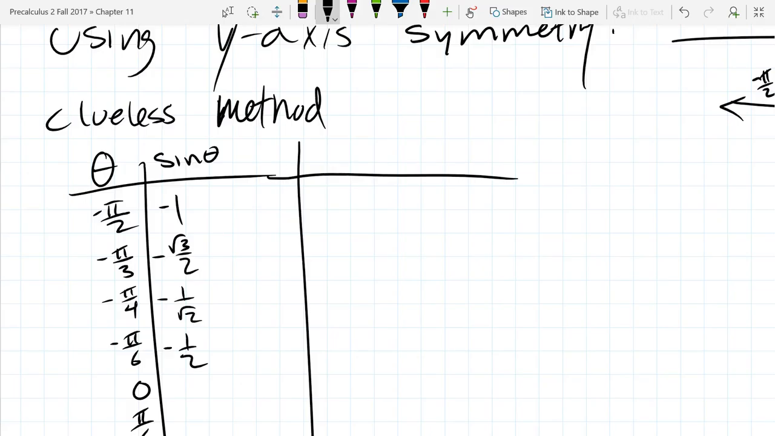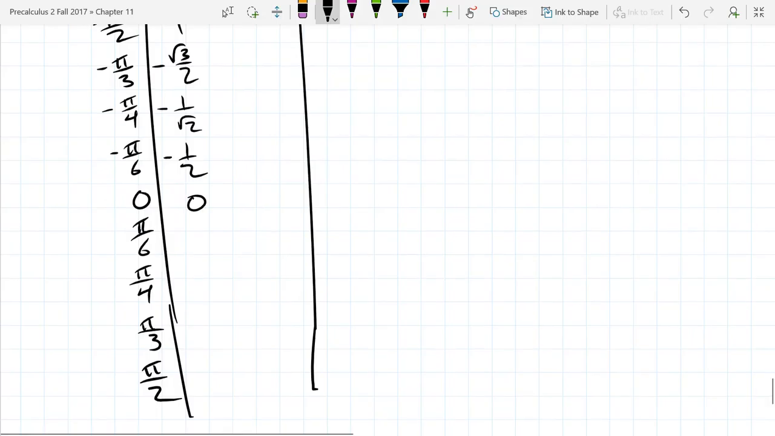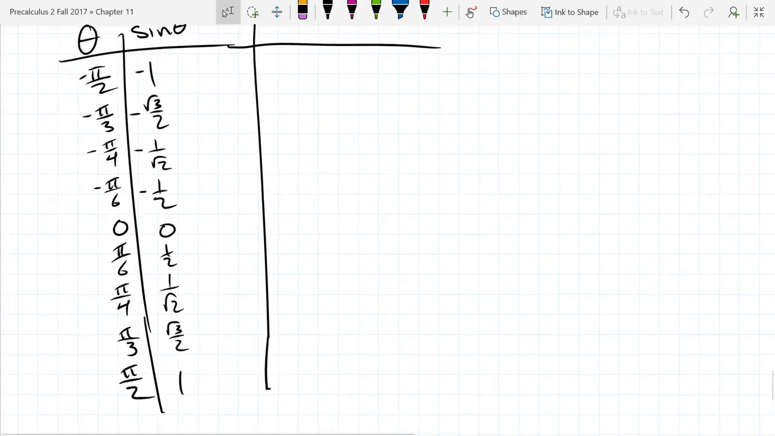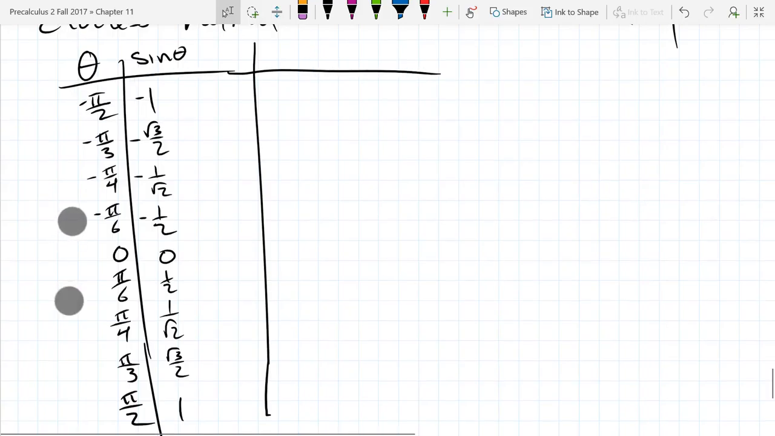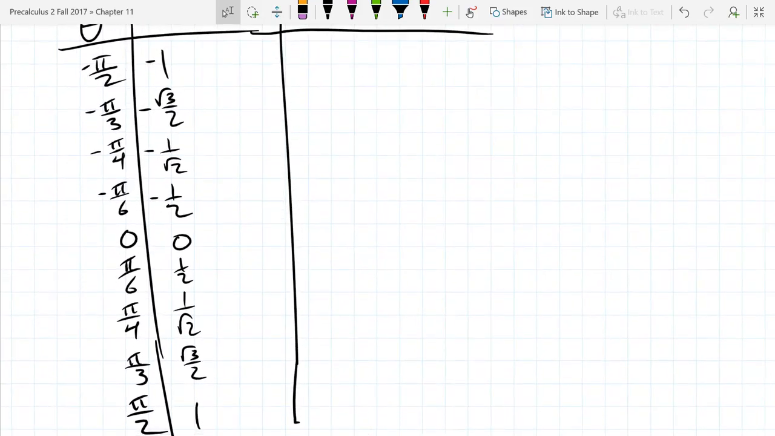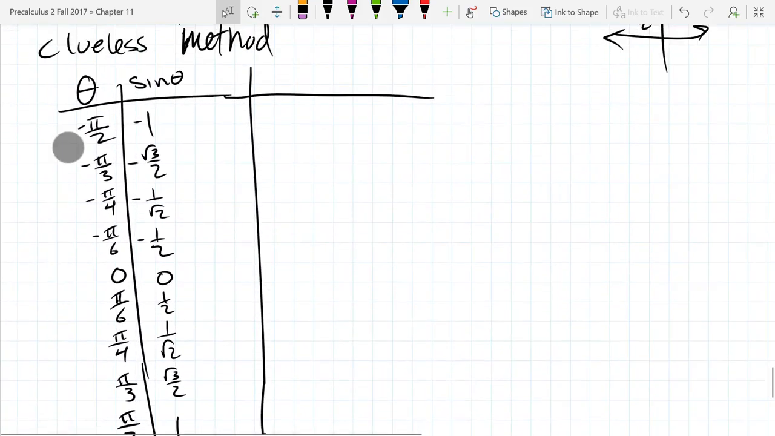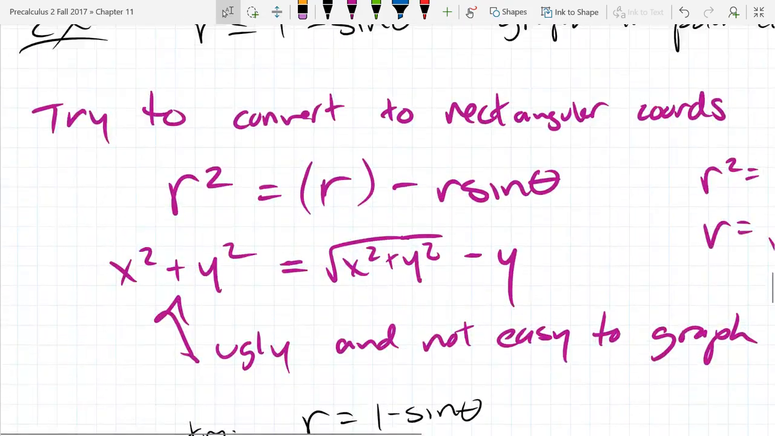So sine of negative pi over 2 is negative 1. Sine of negative pi over 3, negative square root 3 over 2. Negative 1 over square root 2, negative 1 half, 0, 1 half, 1 over square root 2, square root 3 over 2, 1. So any questions on laying out sine values?